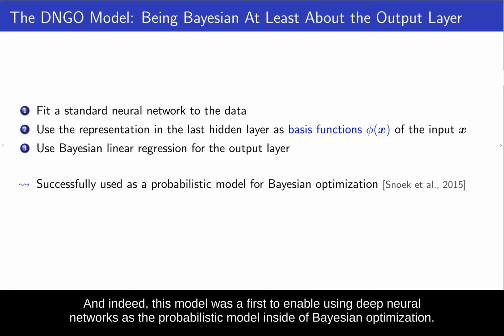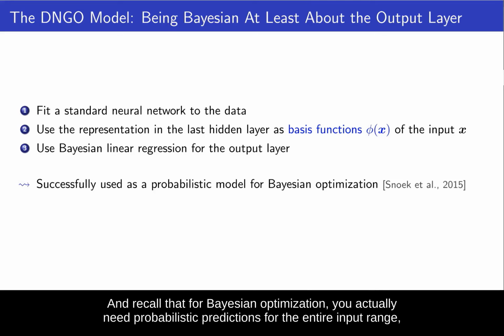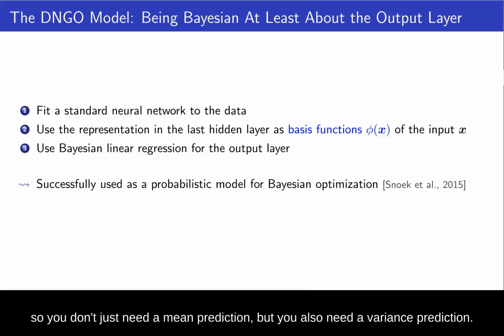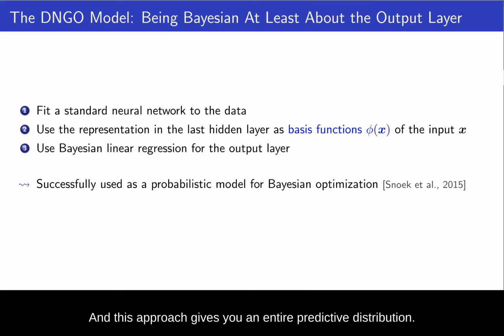And indeed, this model was the first to enable using deep neural networks as the probabilistic model inside of Bayesian optimization. And recall that for Bayesian optimization, you actually need probabilistic predictions for the entire input range. So you don't just need a mean prediction, but you also need a variance prediction. And this approach gives you an entire predictive distribution.